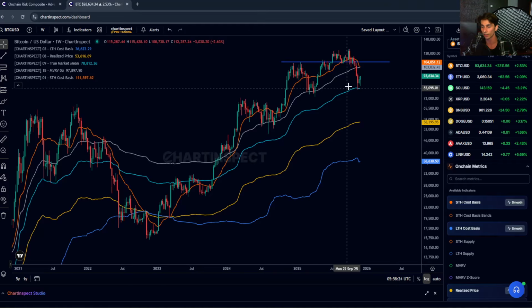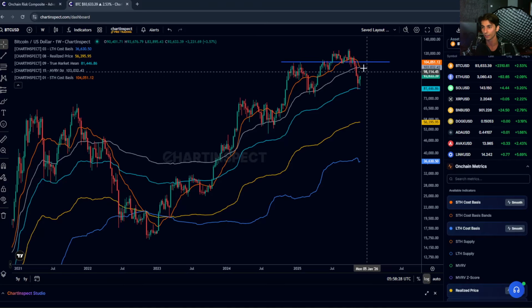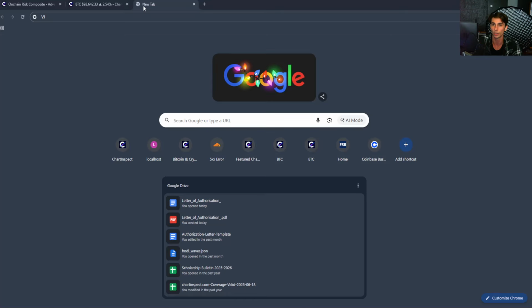For the timing, why I think this is the likely scenario. I think the timing is one thing, the Q4 of post-halving year. But secondly, long-term holders are continuing to distribute.